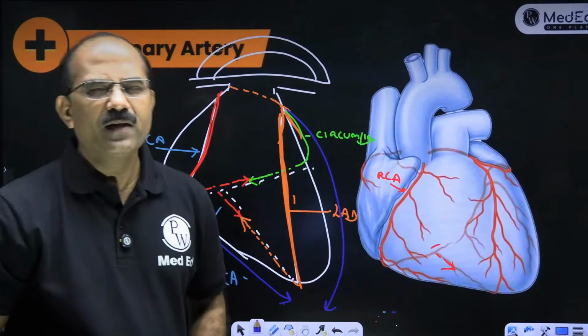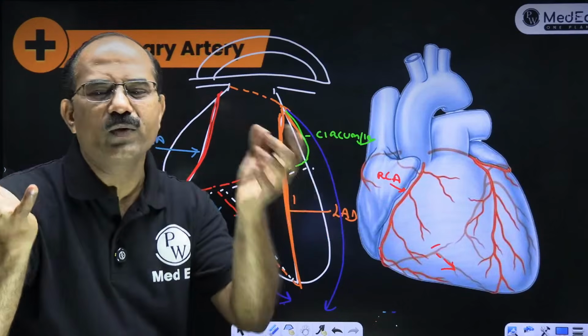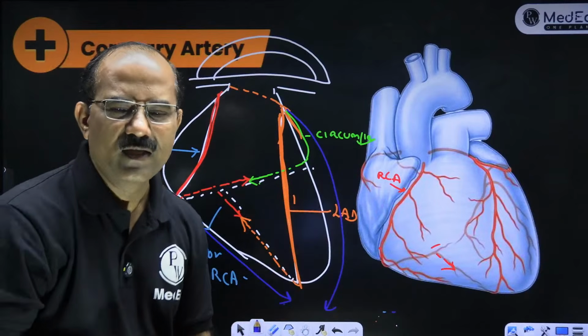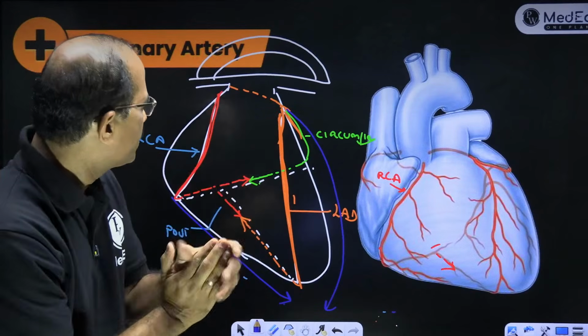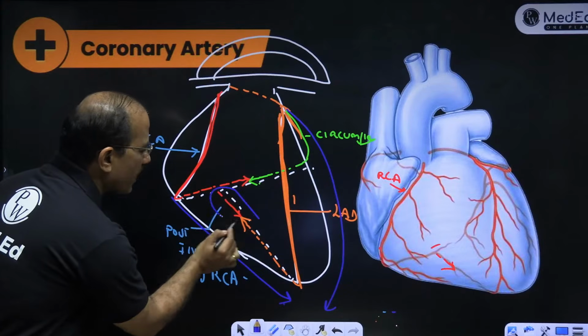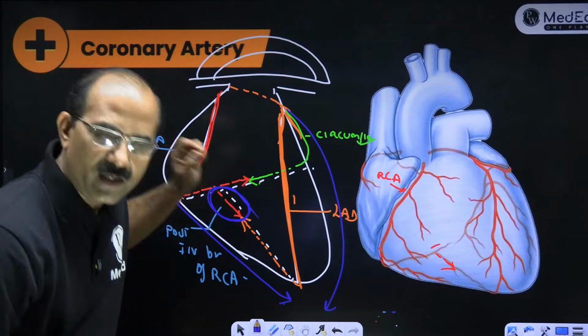That's fine. These are revision lectures, children, so I'm just quickly going through it. It is a quick go-through. These are revision lectures. Fine, children, come on. Now you tell me, what is this artery? This is the posterior interventricular artery.